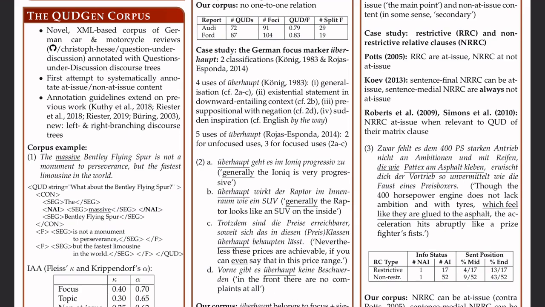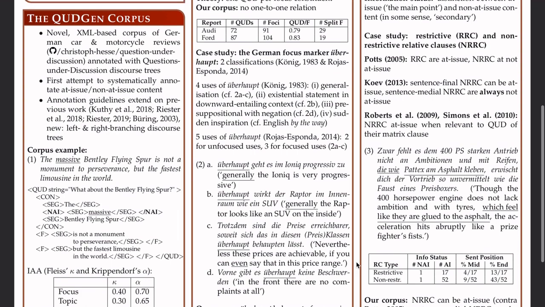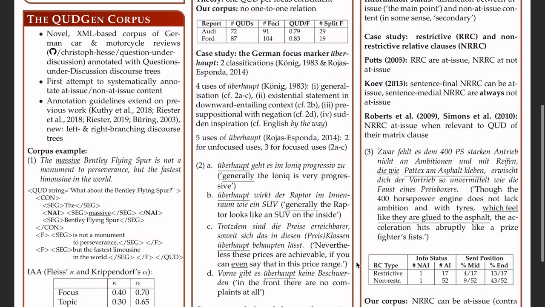The data in our corpus corroborates Rojas Esponda's view. Überhaupt belongs to the focus constituent, meaning it was annotated as being inside the focus, plus it signals an answer to a super QUD, and this is where the QUD annotation is quite helpful.